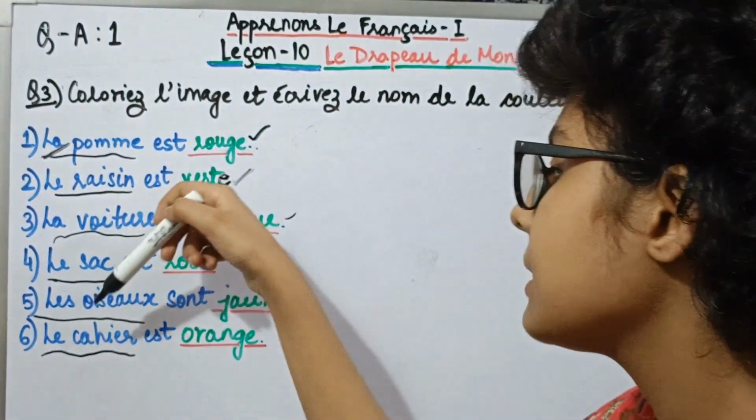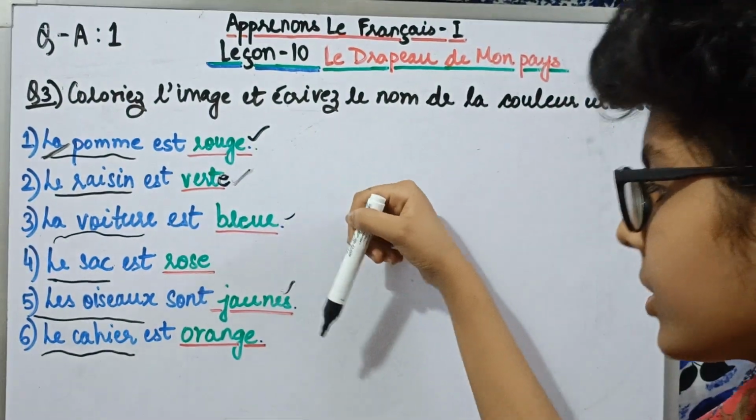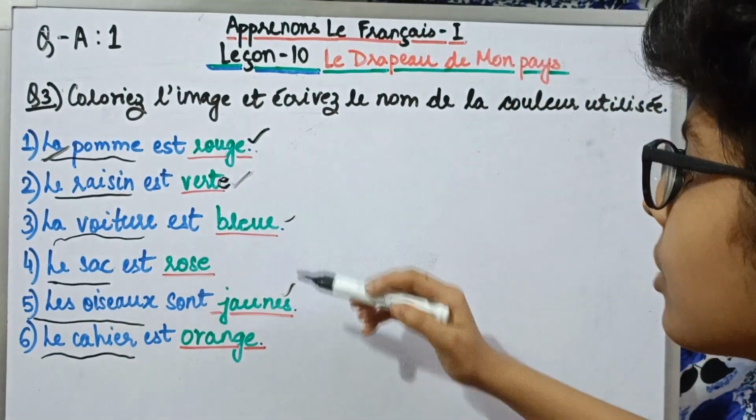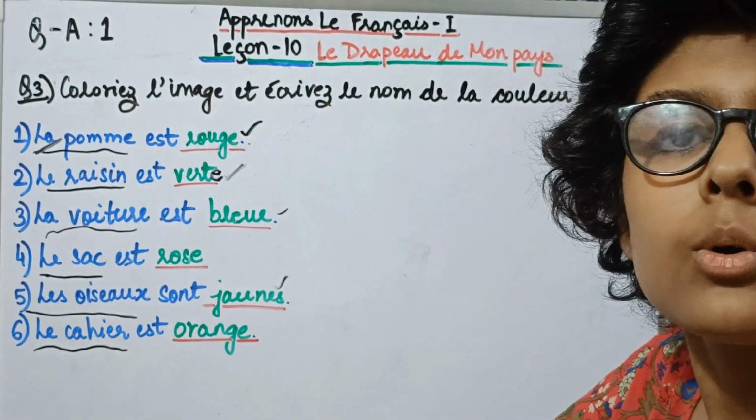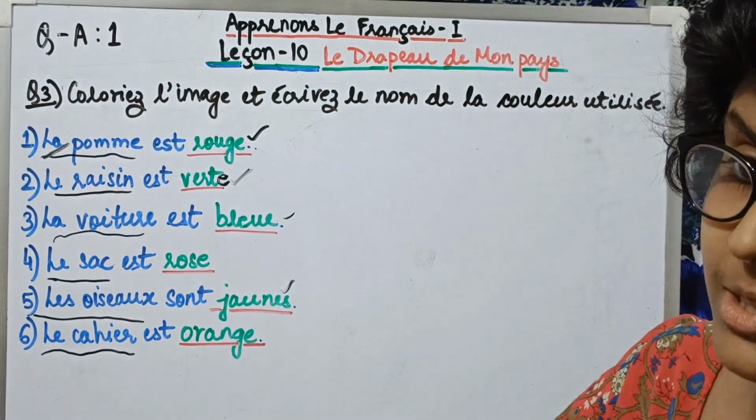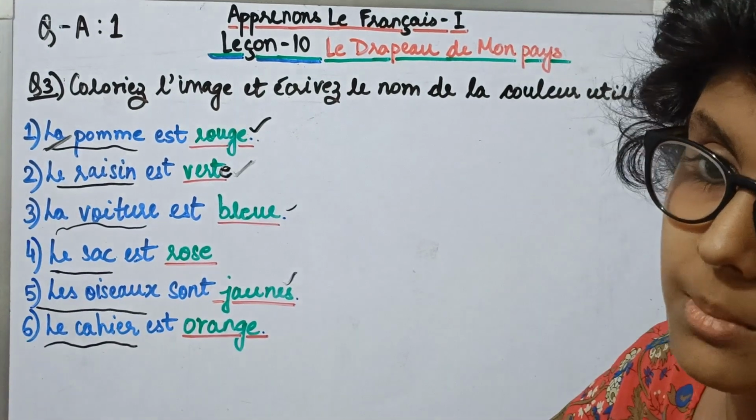Then we have the sixth part, that is the notebook is orange. Le cahier est orange. So here we have completed question number 3, and I hope that you have enjoyed coloring in this question. Now let us go on to question number 4.